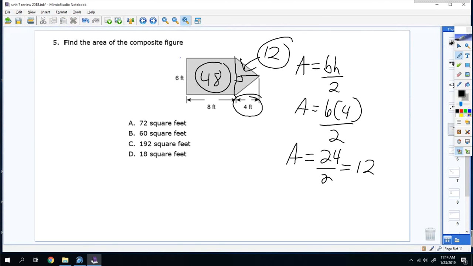So now I have 48 and 12. I want to find the area of the entire thing. So we just add them together. So do 48 plus 12, which is 60. So the answer is 60.